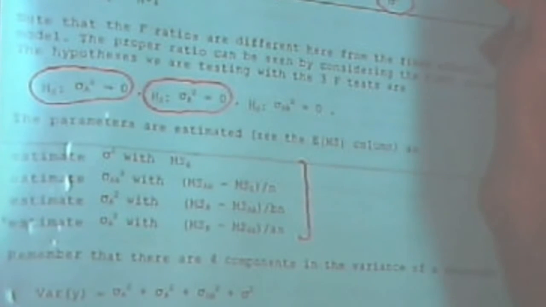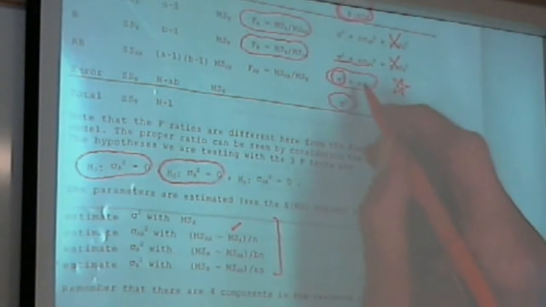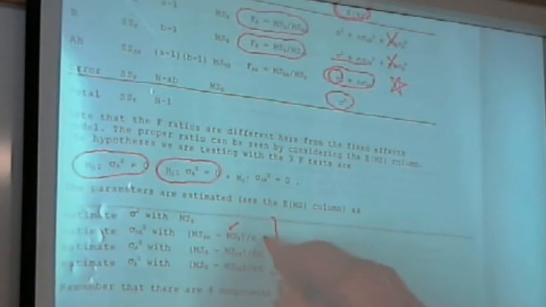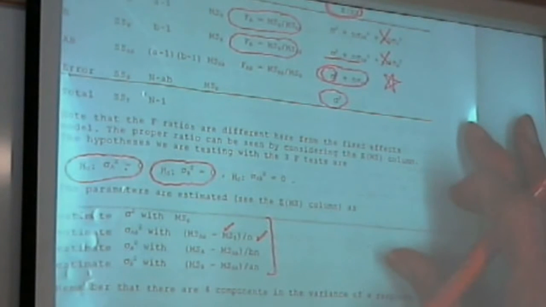Now, to get our hands on that, our eye turns to this mean square AB, and there's its expected value. Now it doesn't estimate sigma squared AB directly. So the first thing I have to do is subtract off something which estimates this sigma squared, right there, the mean square error. Okay. So that difference would have expectation n sigma squared AB. So I need to divide by n to correct that n. And so that's the formula that you see right here, dividing the difference by n. So that's how I estimate sigma squared AB.